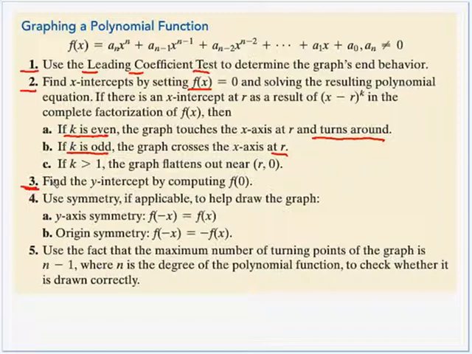Find the y-intercept. Plug a 0 into the function and see what comes out. If possible, use symmetry to help draw the graph. Remember, y-axis symmetry was for even functions, and origin symmetry was for odd functions. Use the fact that the maximum number of turning points is n minus 1, where n is the degree of the polynomial function. Check to see if your graph is drawn correctly.